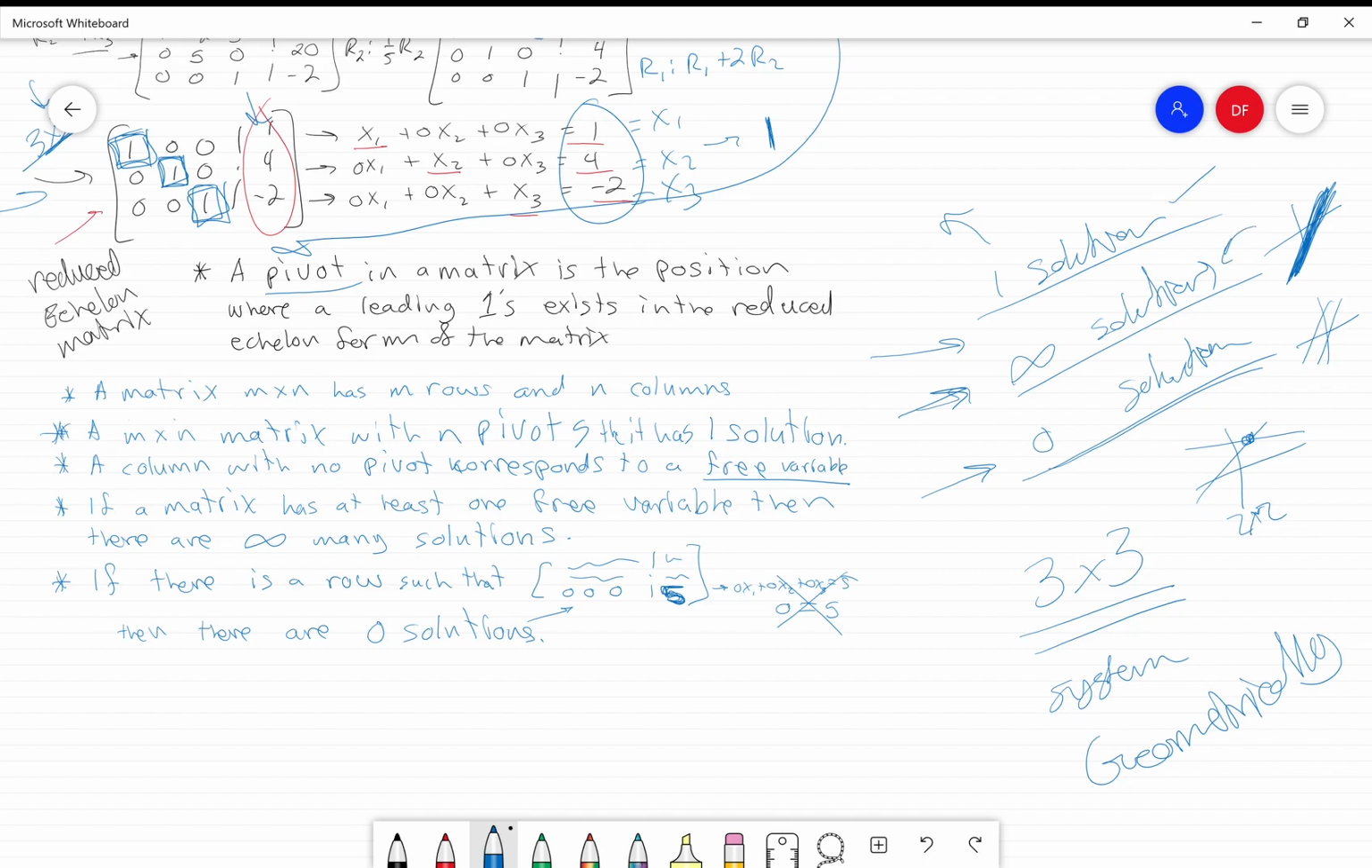So in the next video, again, I'm going to go over examples where we get a system, we reduce it to echelon form or reduced echelon form, and that tells us if it has infinitely many solutions or 0 solutions or 1 solution. And then I will go over an example of a 3 by 3 system and show you what it means geometrically to have 0 solutions, infinitely many solutions, and 1 solution.